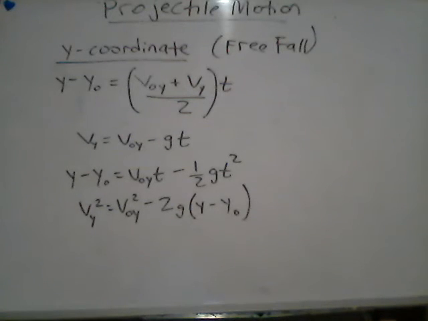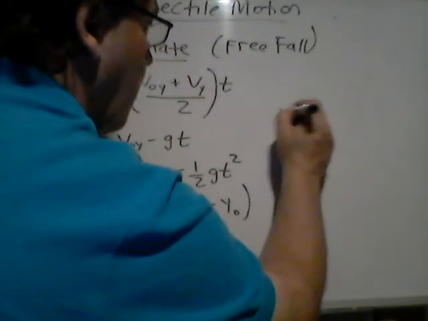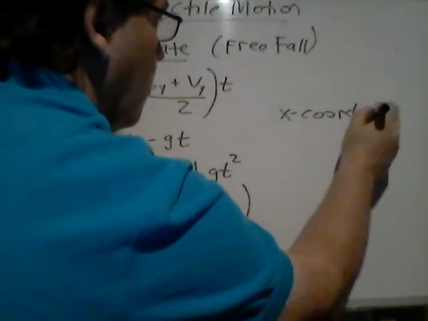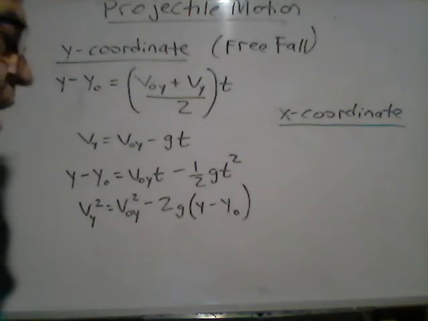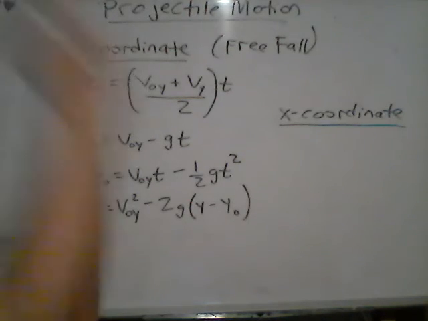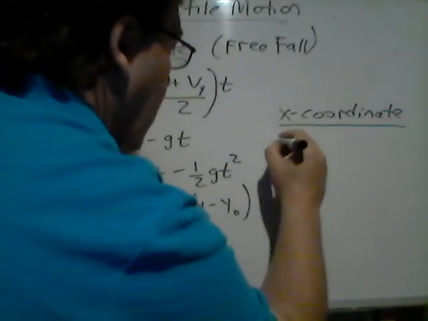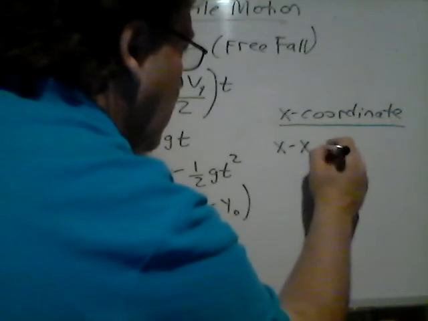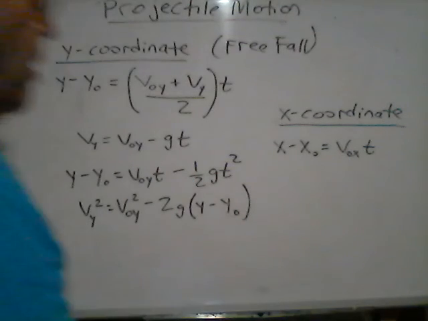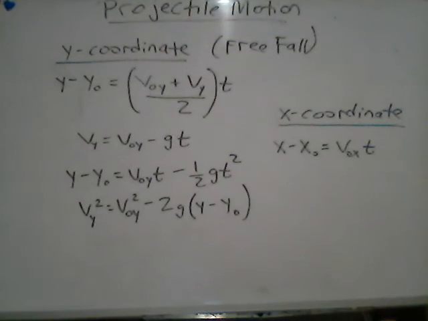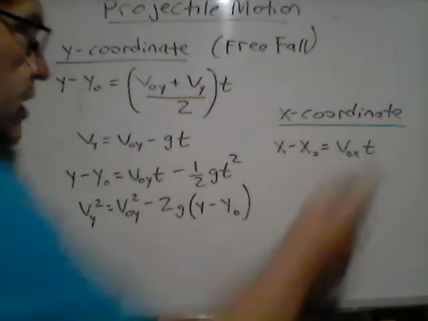In the x direction, the x coordinate is very simple. It is literally an algebra 1 equation: x minus x naught equals v naught sub x times t. Basically, it's your typical d equals vt equation, as you see from algebra 1. That's all that's going on. This distance is velocity times time.